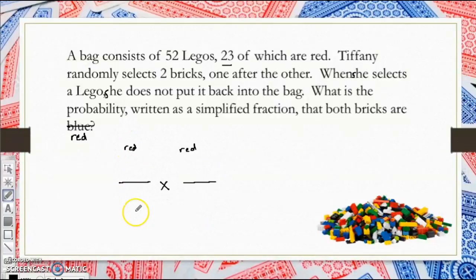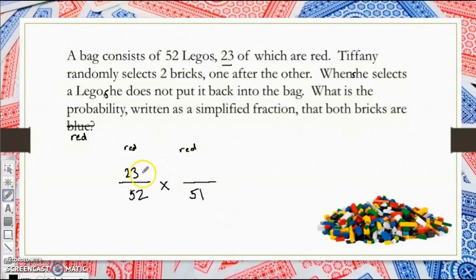All right, so let's look at this first one. There are 52 Legos in the bag. And then on the top, we have to figure out how many red Legos there are, and they tell us there's 23. Now, Tiffany grabs a red Lego out of the bag and she sticks it in her pocket. She doesn't give it back. So for the second draw, there were 52 Legos, but she took one of them out, so now there's only 51 left.